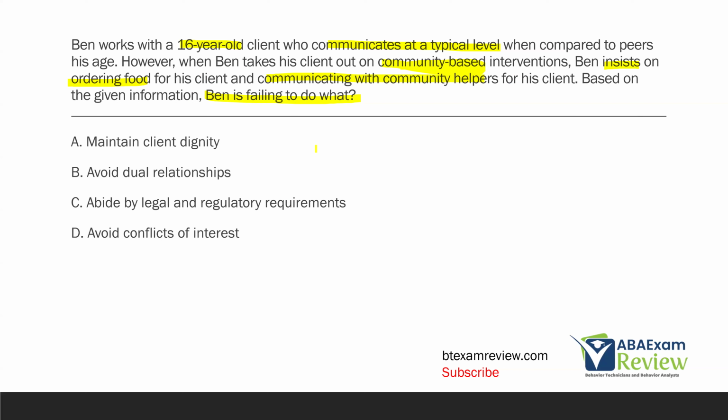It's a dignity issue. If Ben isn't letting the client speak for themselves, he should at least be giving them the opportunity to speak for themselves or working on it, given what we know about the client, which is that they're 16 and they communicate at a 16-year-old level. By ordering food for the client, by communicating with the client for the client, Ben is not maintaining that client dignity.